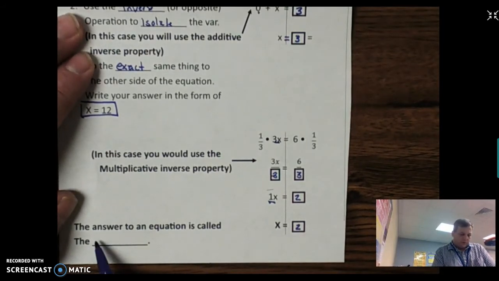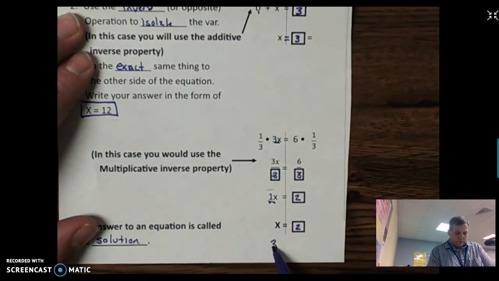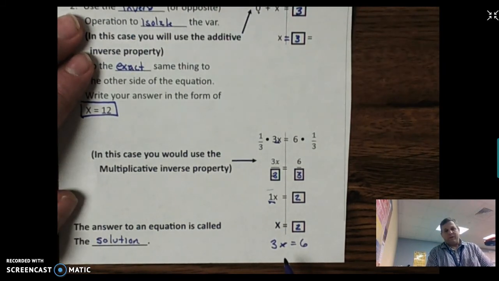This is our solution. It is the only number that you can put into 3x equals 6 and still make it true. Any other value is an untrue statement.